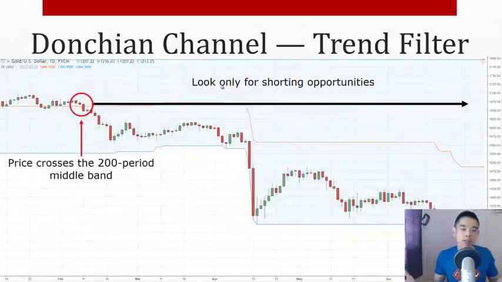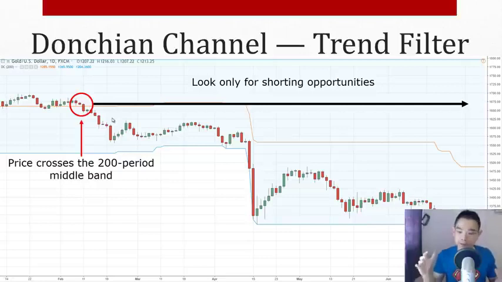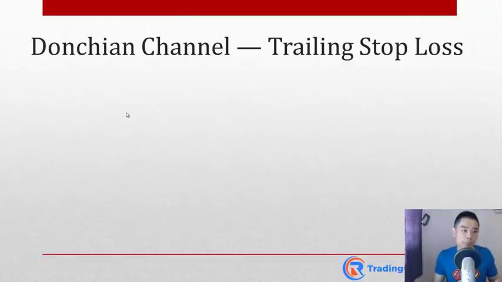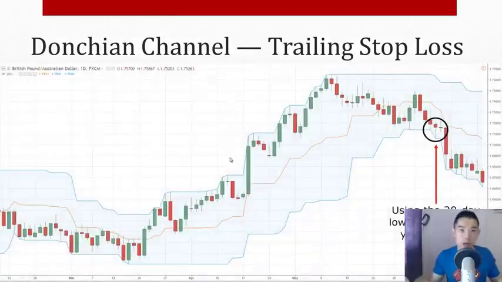Second thing it can do is to act as a trend filter, simply like a moving average. If the price is below the middle band, you look for shorting opportunities only. You don't want to buy, but rather stay short. And it can also be used as a trailing stop loss. For example, let's say you are long in the market, you buy the breakout of this 20-day high, the highs of the upper band. You can trail your stop loss, and exit the trade only if the price hits the lower band, or rather the 20-day low in this example. So this is another way the Donchian channel can serve as a trailing stop loss.